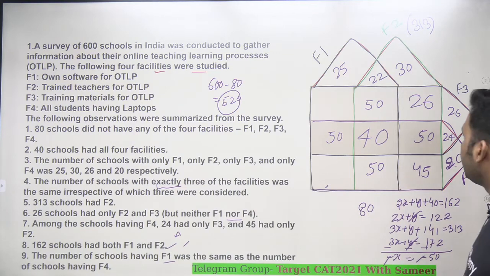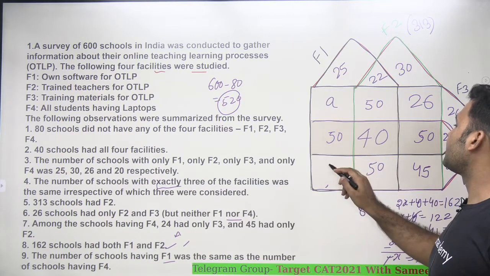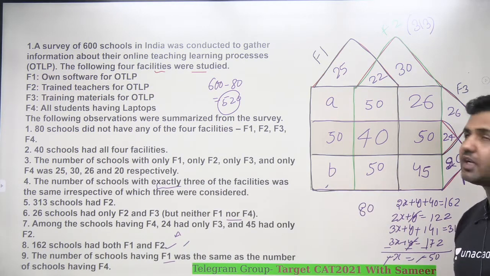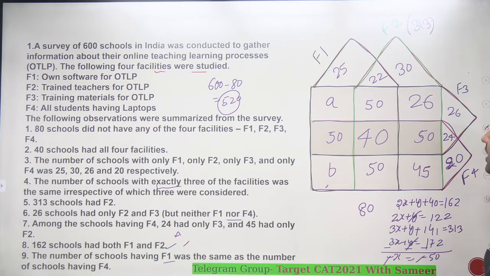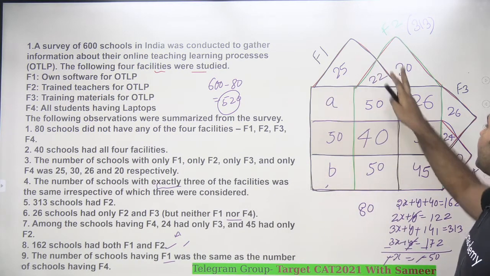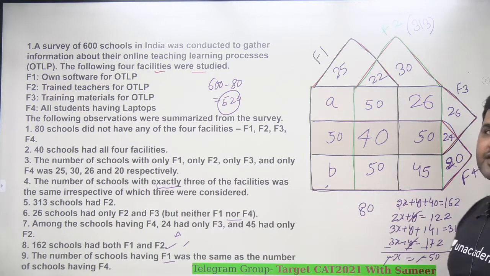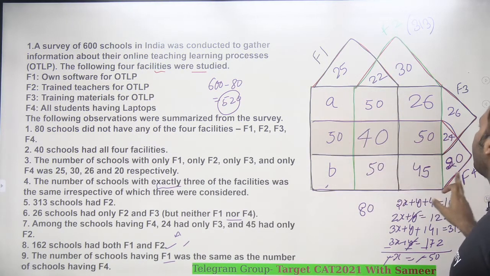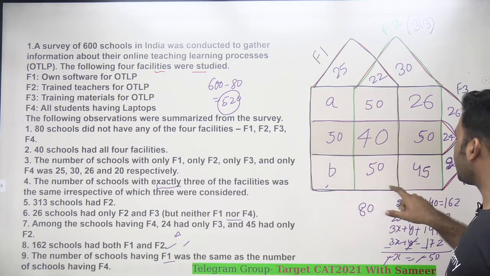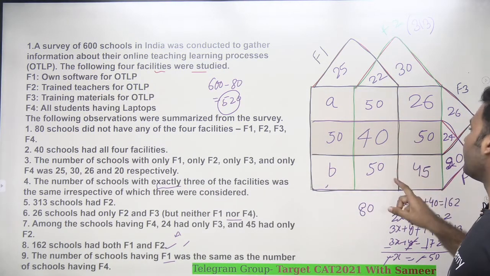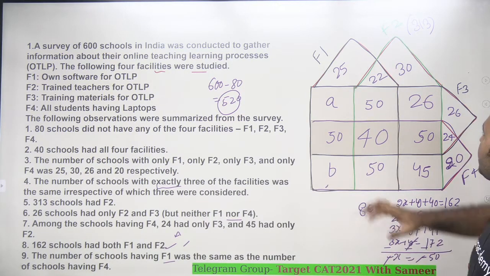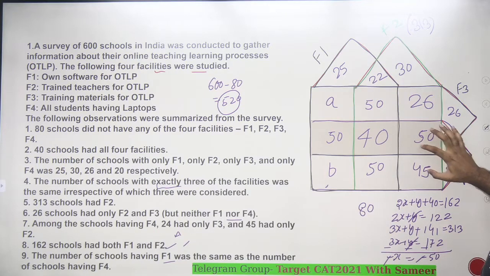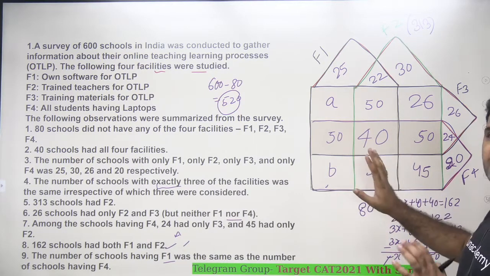Now these are the two values I'm left with. Let's say this value is a and this value is b. There's one piece of information that you need to see here. In the question it says that the number of people in F1 and the number of people in F4 are the same. This is F1 and this is F4, right? These four cells are part of F1 as well as F4. If both of these values are the same, that means this portion of F1 and this portion of F4 have to be the same, because this part is coming in both F1 and F4.